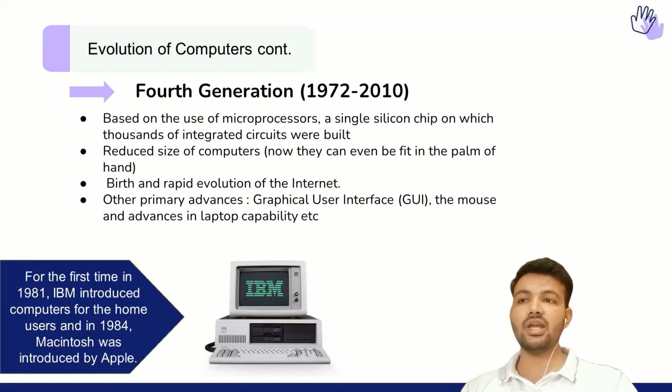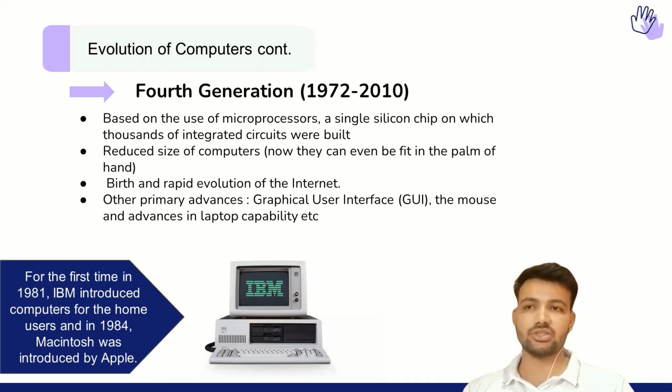Then let's come to the fourth generation, 1972 से 2010 तक. They were based on the use of microprocessors. A microprocessor is a single silicon chip on which thousands of integrated circuits were built. So basically जैसे integrated circuits में हमने बहुत सारे components को एक chip पे डाल दिया था. Now we are talking about thousands of integrated circuits on a single silicon chip. That is called a microprocessor, which is even currently used in computers. And this reduced the size of computers to a very great extent. So now they can even fit in the palm of our hand.